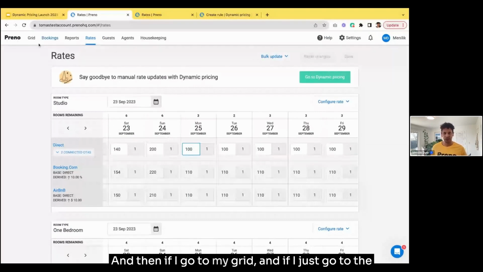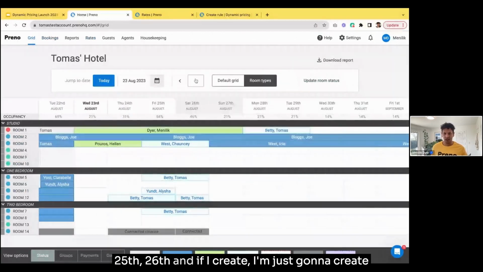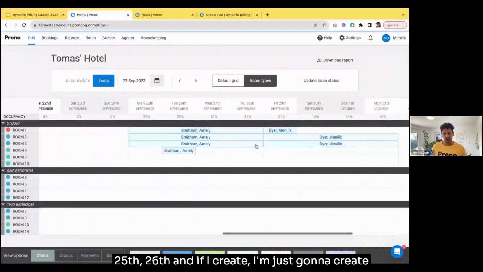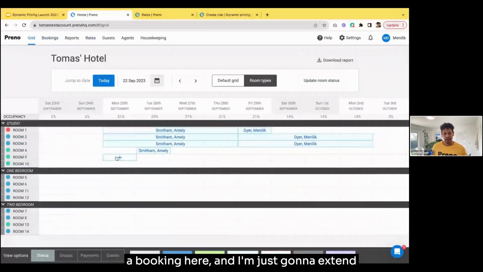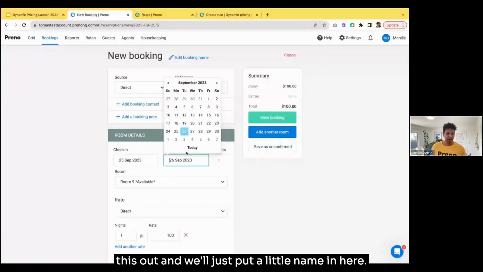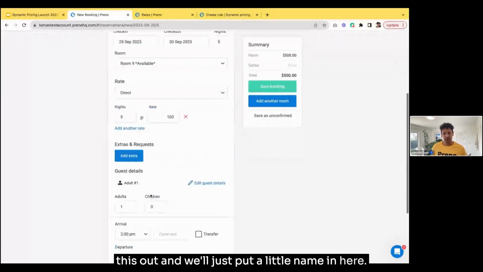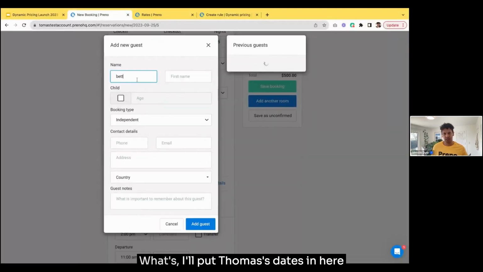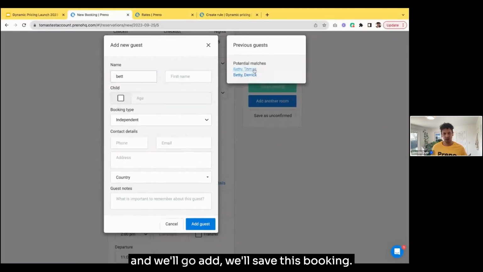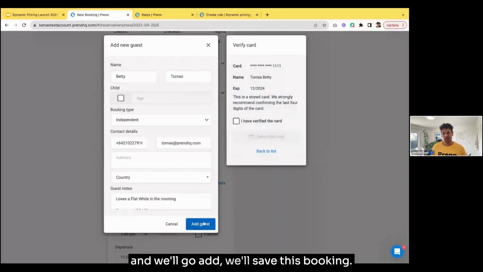And then if I go to my grid, and go to the 25th, 26th, I'm just going to create a booking here, and extend this out, and we'll put a little name in here. Let's go Thomas. I'll put Thomas's details in here, and we'll go add. We'll save this booking.